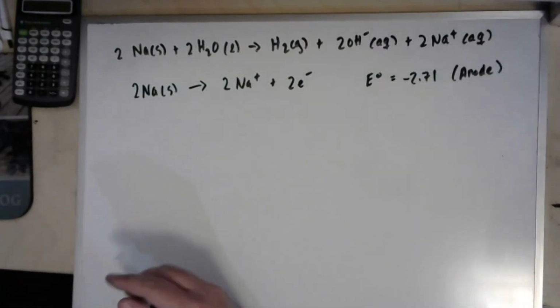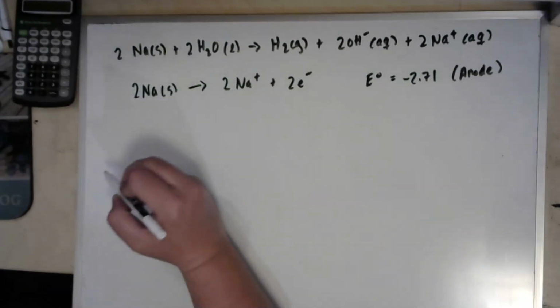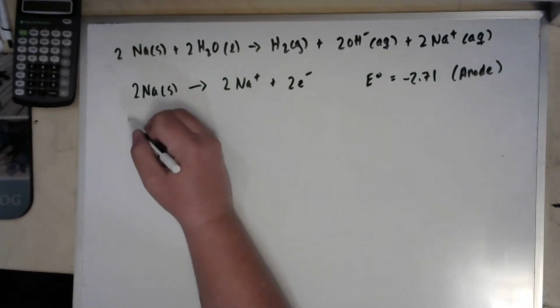Okay, for our reduction half reaction, we're going to look at the rest of that. That's going to be 2H2O.